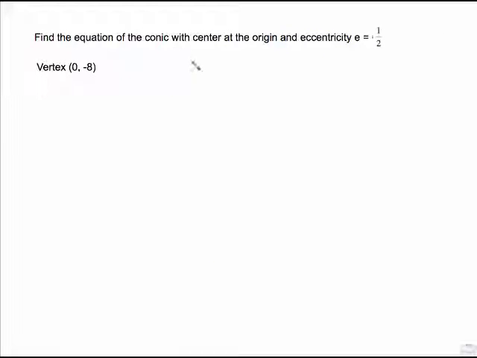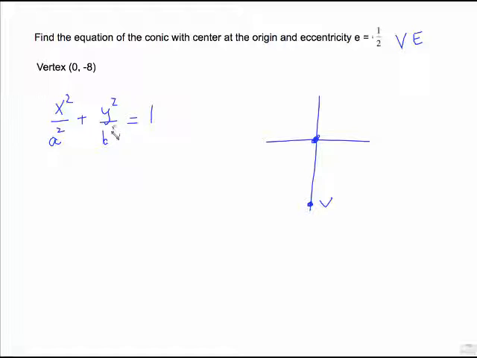One more of this type, we have center at the origin, eccentricity equals 1/2 with a vertex of 0, -8. Because the eccentricity is 1/2, that's going to tell me it is some sort of ellipse because the ellipse eccentricity is between 0 and 1. So I've got a center of 0, 0. I have a vertex at 0, -8 down here. As soon as I see that, I know that this is a vertical ellipse because the vertex and the center lie on a vertical axis. So I know for the ellipse, this will be x squared over something plus y squared over something equals 1. And the somethings are a squared and b squared. So let's see if we can find those.